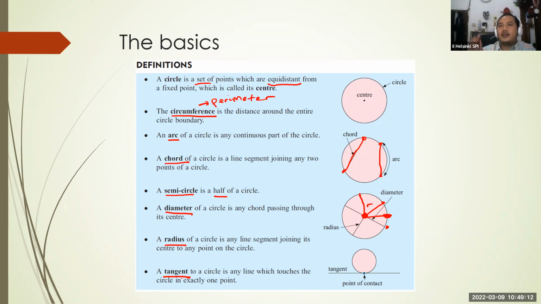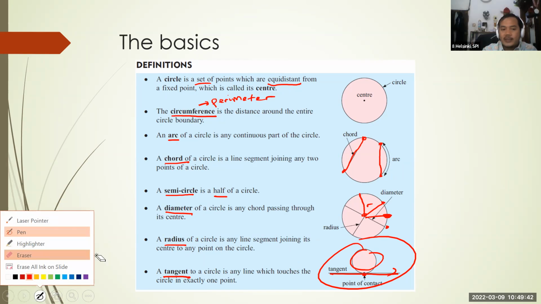If you see a car with a tire, right? And then dia menyentuh ya, touches the asphalt atau ground gitu ya. Itu kan dia membentuk kayak begini ya, gambarnya kayak gini. Ini kayak rodanya nih jalannya gitu ya. Nah, ini kita sebutnya tangent. Garis singgung ya. Dia menyinggung, nggak memotong ya. Kalau dia memotong dia bukan tangent lagi.